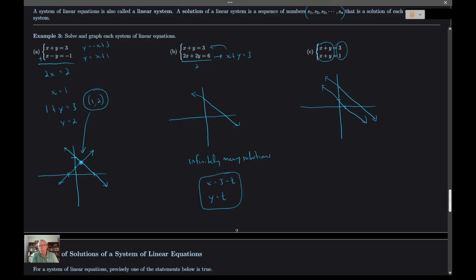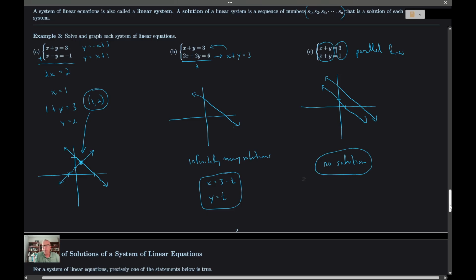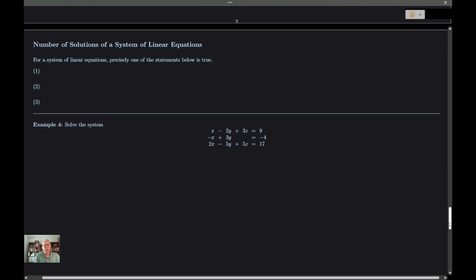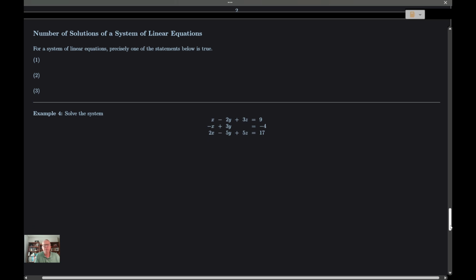And if you graph this on a computer, not handwritten, what would you see? These two are parallel lines. And of course, that tells us that there is no solution. So no solution here. Okay, so hopefully that's mostly review. I'm sure you're very familiar with these.